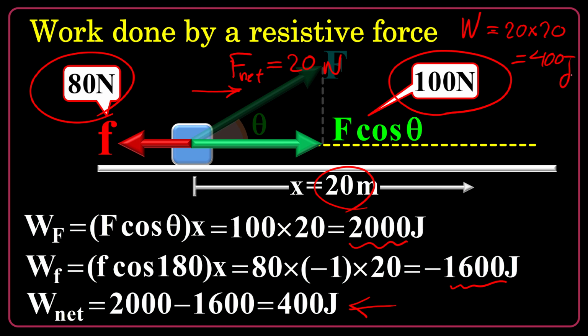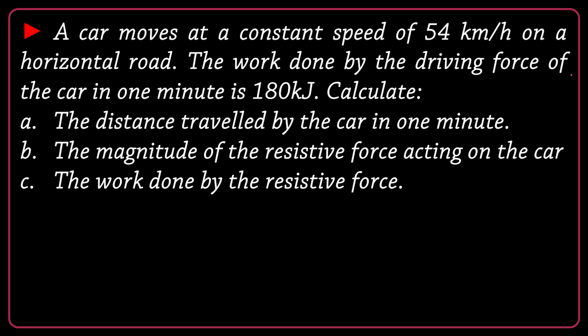It's easier. Okay. A car moves at a constant speed of 54 km per hour on a horizontal road. The work done by the driving force of the car in 1 minute is 180 kilojoules. Calculate the distance traveled by the car in 1 minute. Let's do it in SI units.